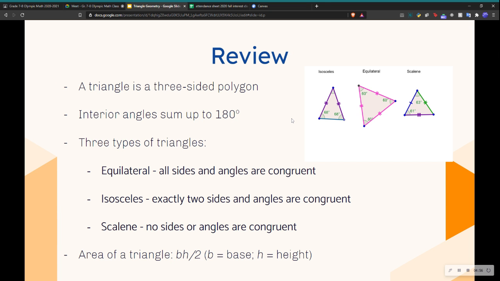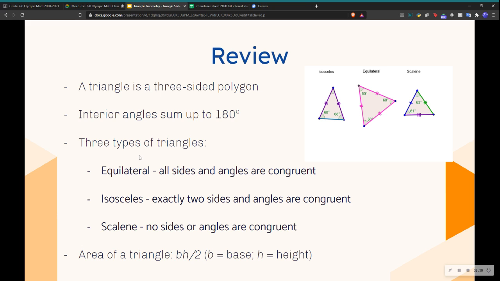Right. So this should be a bit of review for triangles. As we all know, a triangle is a three-sided polygon, and the interior angles, so the angles inside and in between the vertices, add up to 180 degrees. That should be review. And there are three types of triangles.